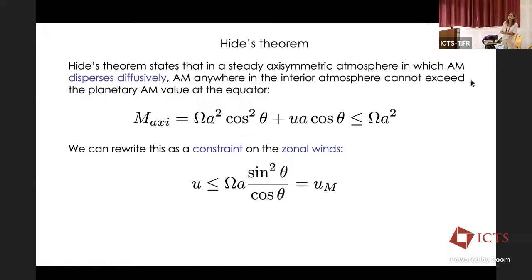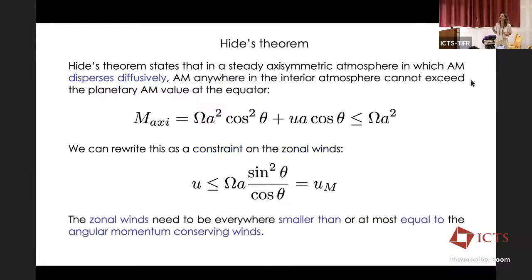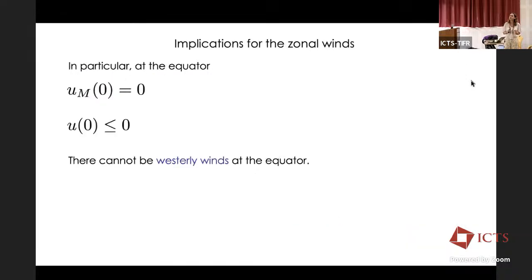You can think of this as being the angular momentum of an air parcel that rises from the equator and moves poleward starting from 0 surface winds. And notice how this distribution is symmetric about the equator because it depends on the sign of latitude. You develop westerlies in both hemispheres as you start moving away from the equator. So again, this is the important constraint. The zonal winds need to be everywhere smaller than or at most equal to the angular momentum conserving winds. And in particular, at the equator, the angular momentum conserving winds are 0. And so you cannot have westerly winds at the equator.